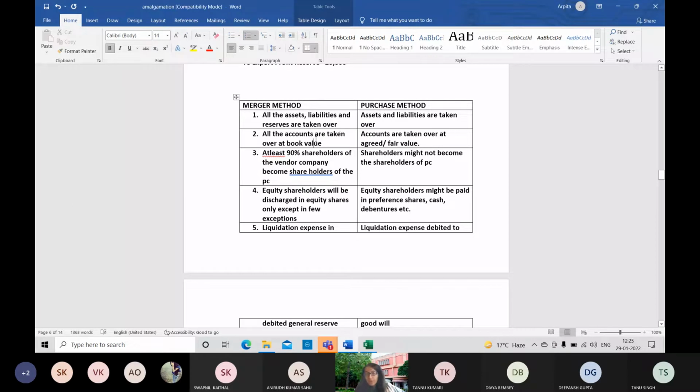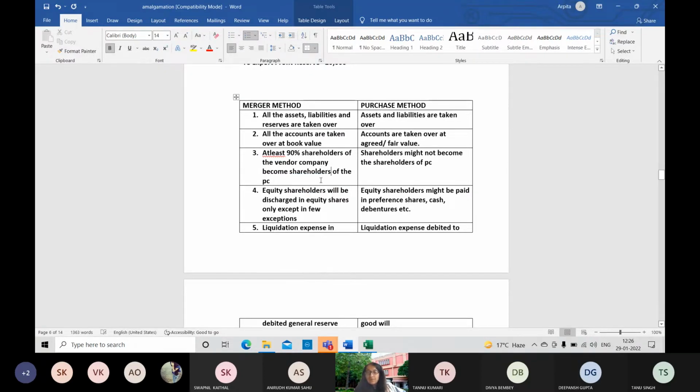So that's one. Secondly, we already know, आपको याद होगा जब हमने 5 points किए थे, it was that all accounts are taken over at book value. Now here, purchase method में ऐसा भी हो सकता है, अभी ऐसा question आया नहीं, कि भाई हमें accounts जो हैं take over करने हों agreed value या fair value पे. But merger में नहीं, merger में हमेशा ही आपको as it is book value पे pick करना है. क्लियर? Then the shareholders become the shareholders of the purchasing company.